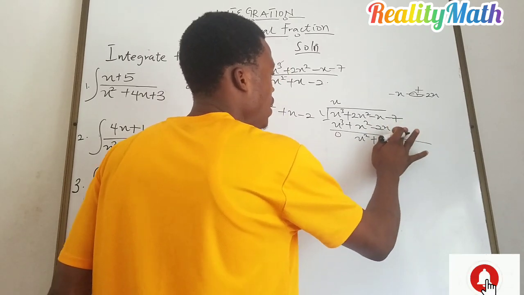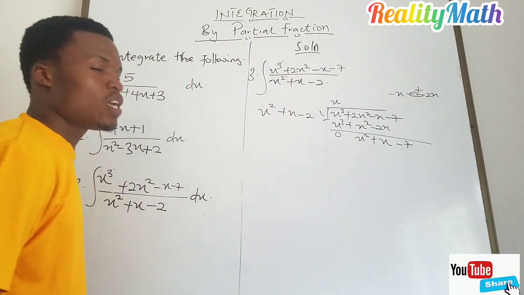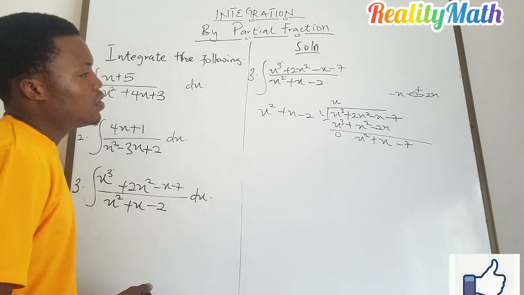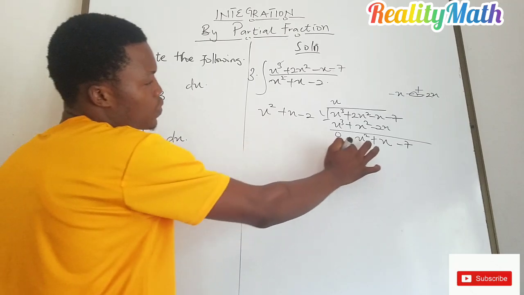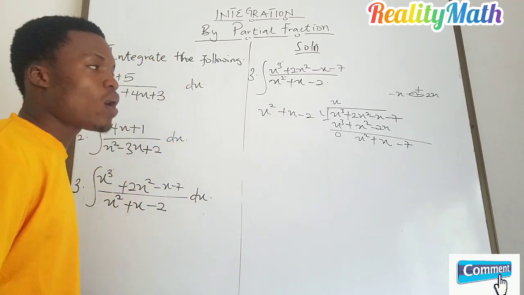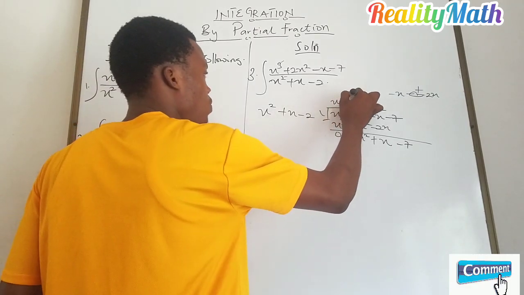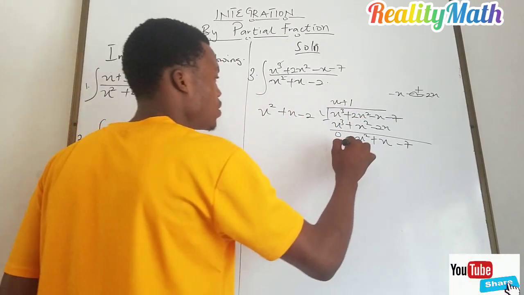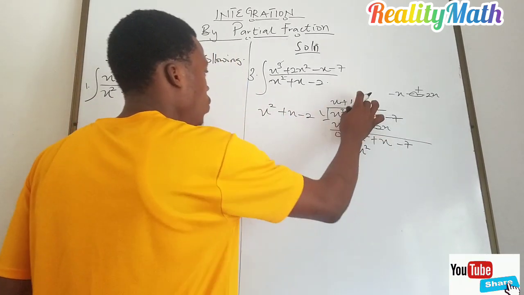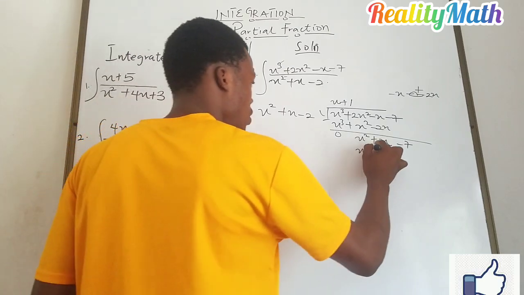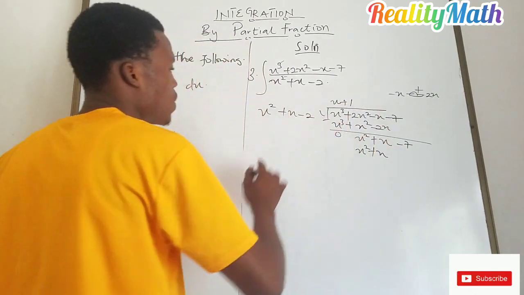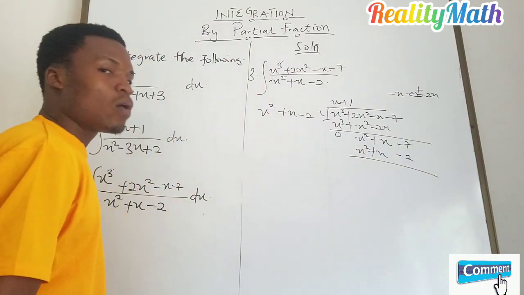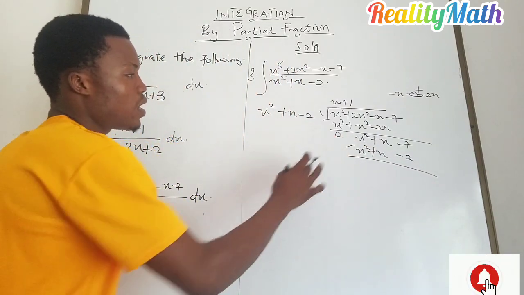Okay, so let me take this here so that I just drop it so that it will not confuse anybody. Okay, so now here, how many times will x squared go into x squared? It will go into it one time. So this is plus 1. Now 1 times x squared is x squared. 1 times x will be plus x. 1 times minus 2 will be minus 2. Now when we subtract, what are we going to get?